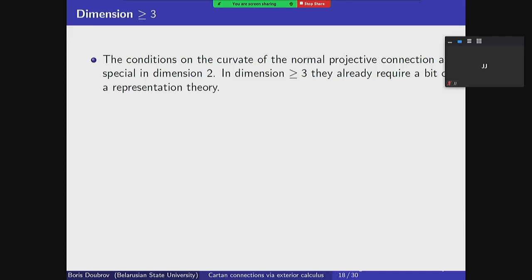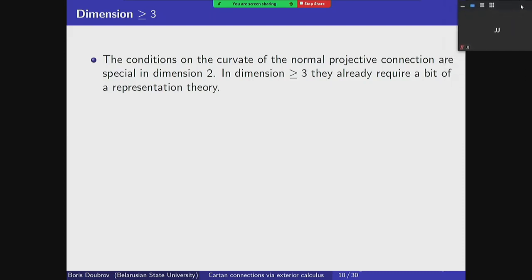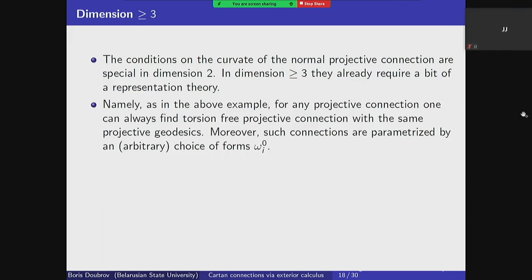Well, if you go into dimension greater or equal to 3, this becomes slightly more complicated, and this already requires linear algebra. And I'm still trying to stay, at least in this talk, as much as possible away from algebra. So I'll just briefly explain what happens here. So what happens?